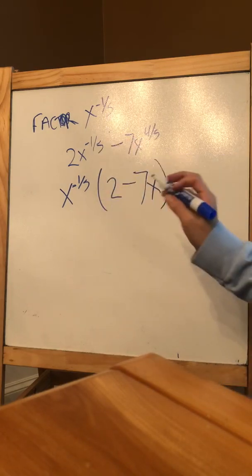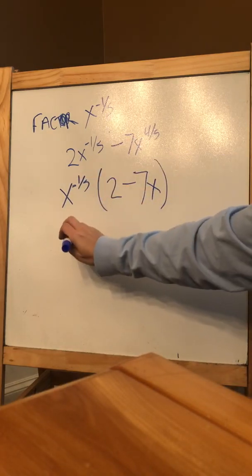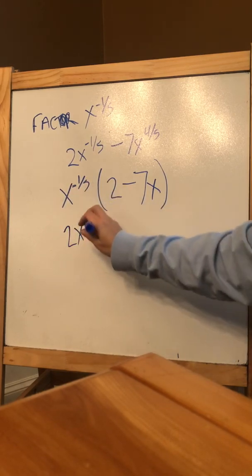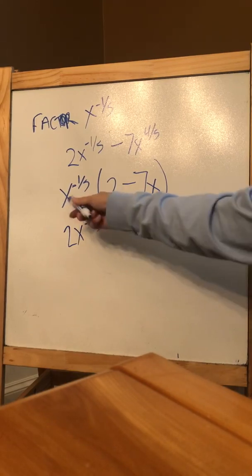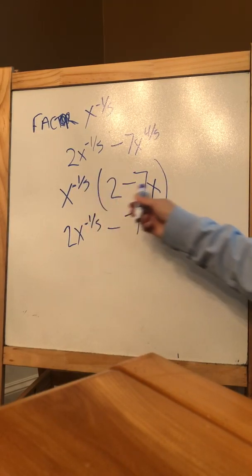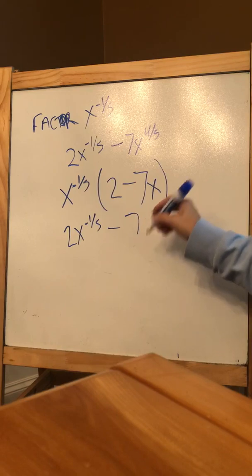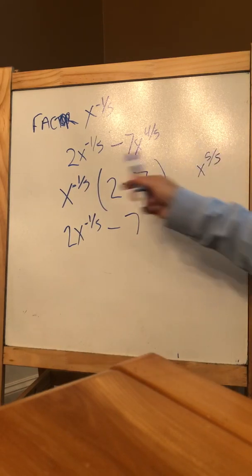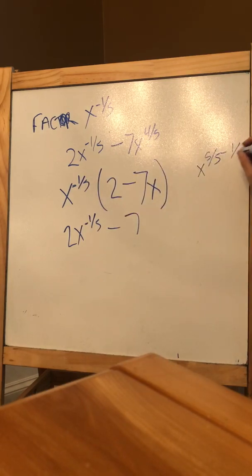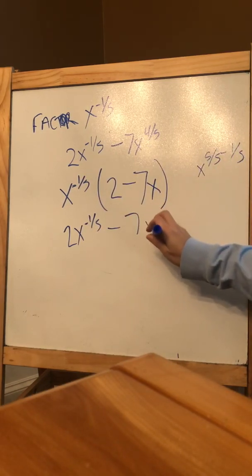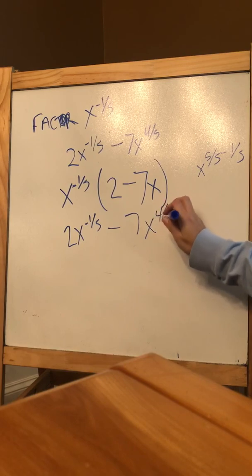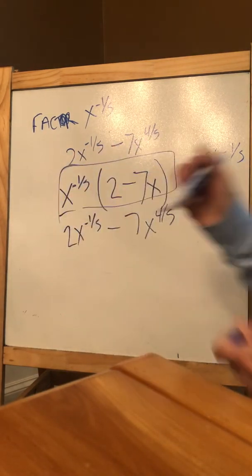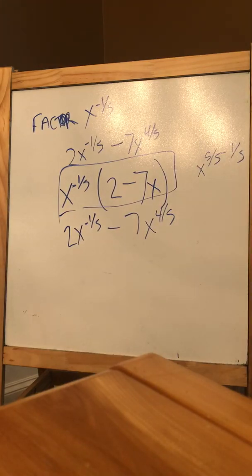So then if we want to go back and check it, okay, so let's redistribute it to check our answer. We would have 2x to the negative 1/5 minus, let's distribute it here, 7. Now we're just adding exponents. We would have to change this x to x to the 5/5 so that we could subtract the 1/5, and we would get 7x to the 4/5. Okay, so this would be your answer here. Okay, all right, almost finished.